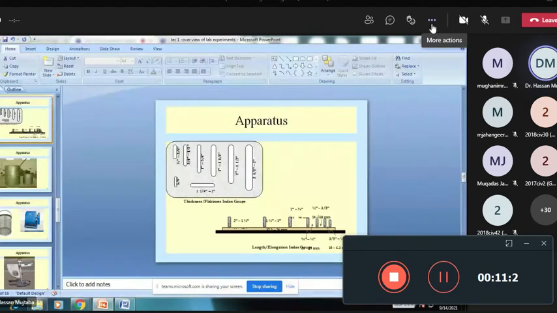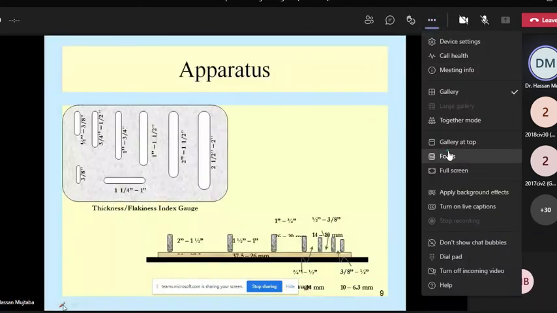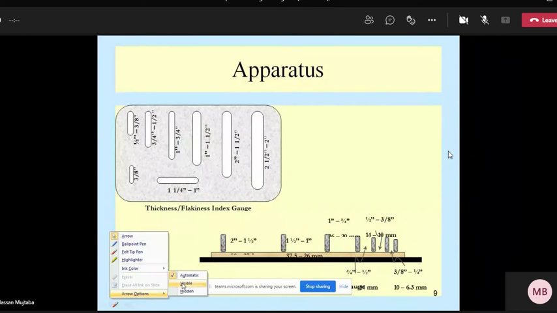Is this light, that is the flakiness index gauge, visible to you? GCR, or anyone, please respond. Yes, sir. Okay. Sorry, the link broke due to internet. So we are talking about this thickness gauge.